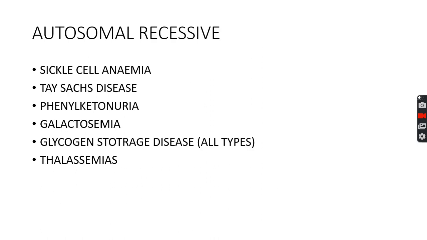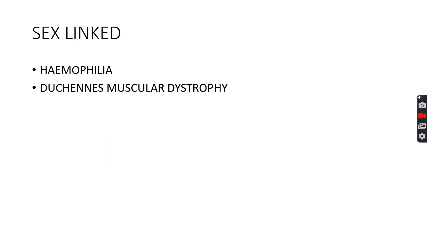Under the autosomal recessive disorders, we have sickle cell anemia, we have Tay-Sachs disease, we also have phenylketonuria, we have galactosemia, glycogen storage diseases of all types, for example, Hurler syndrome, and we also have the other hemoglobinopathy, which is known as thalassemia. Under the sex-linked disorders, we have hemophilia, of which there are many sorts. We also have Duchenne's muscular dystrophy.